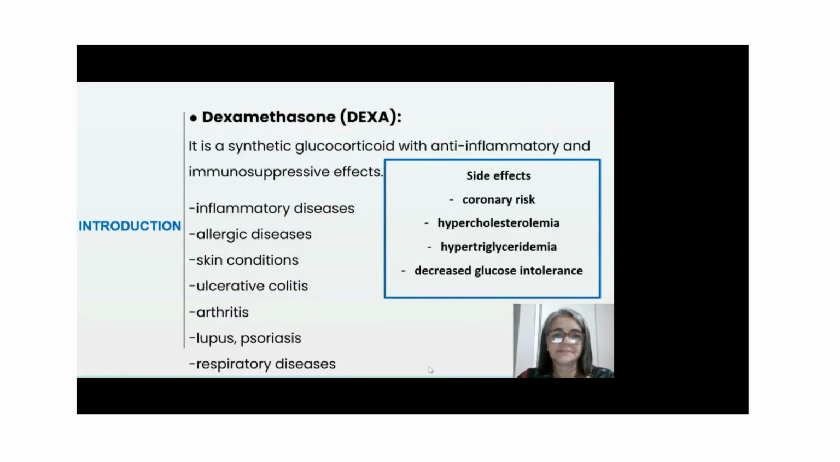Dexamethasone, DEXA. It's a synthetic glucocorticoid with anti-inflammatory and immunosuppressive effects. Uses: inflammatory diseases, allergic diseases, skin conditions, ulcerative colitis, arthritis, lupus, psoriasis, respiratory diseases. Side effects: coronary risk, hypercholesterolemia, hypertriglyceridemia, glucose intolerance, etc.